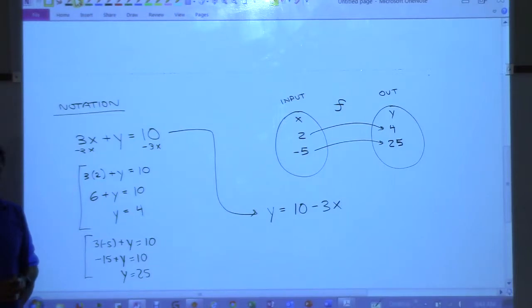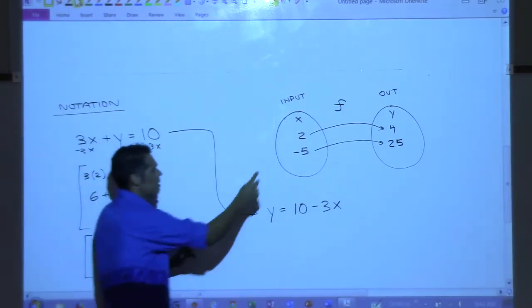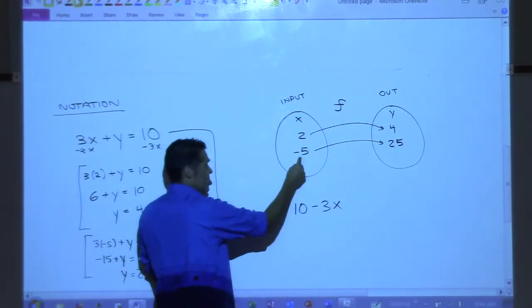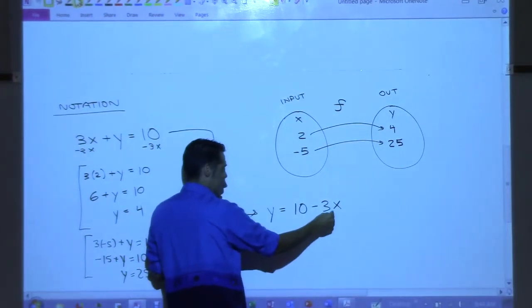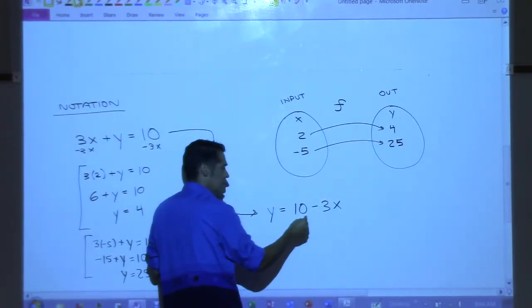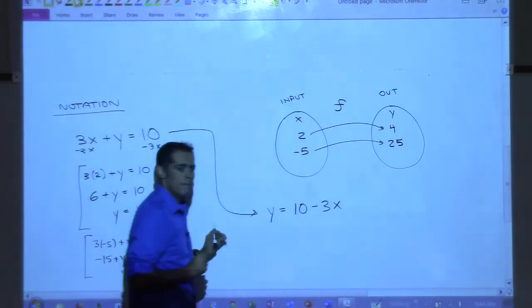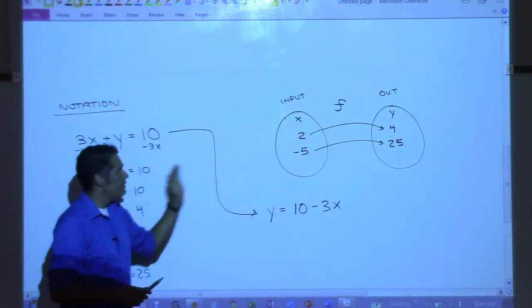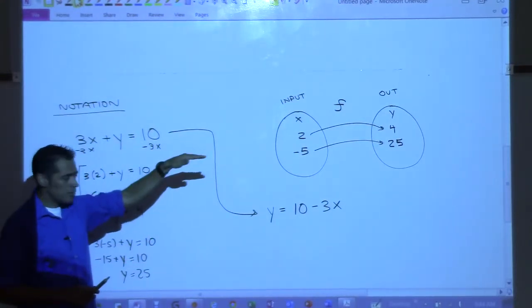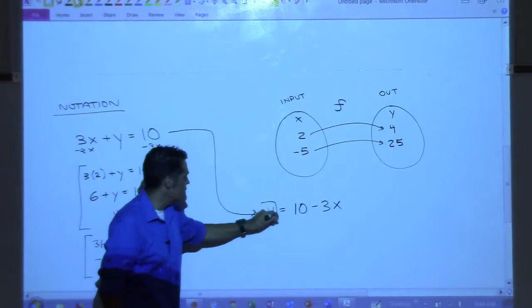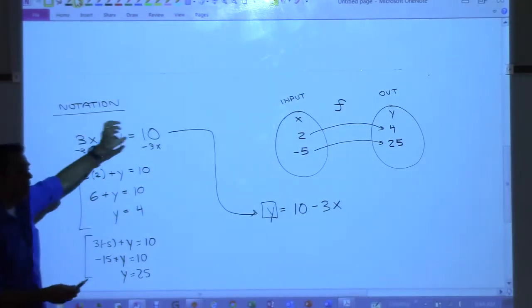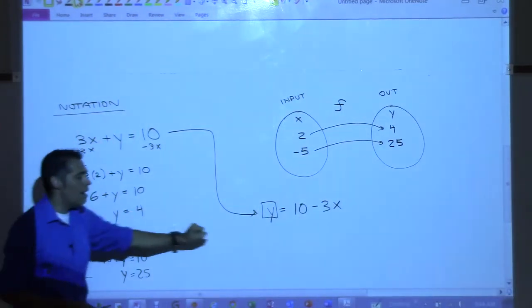Okay, this is our machine. Look at it. If I plug 2 in here, 3 times 2 is what? 6. 10 take away 6? 4. Okay, plug in negative 5. Negative 3 times negative 5 is going to give you 15. 10 plus 15 gives you 25, right? So you see that this is a very nice representation of the actual machine. And the key to it was that I isolated y. I solved for y. So if someone gave me another linear equation in 2 variables, if I solved for y, I would have the machine.